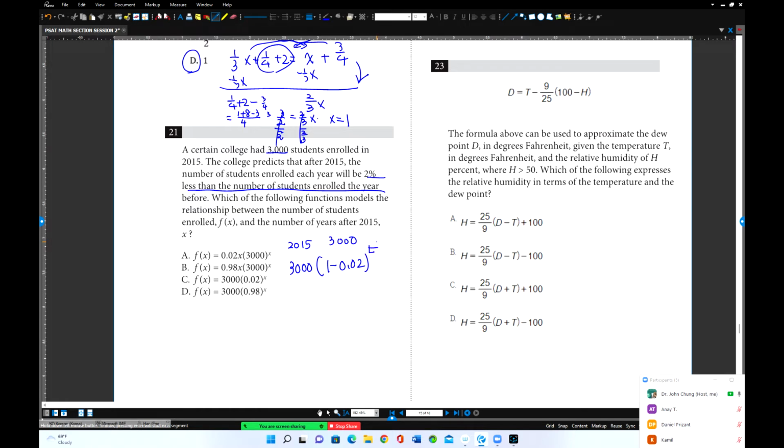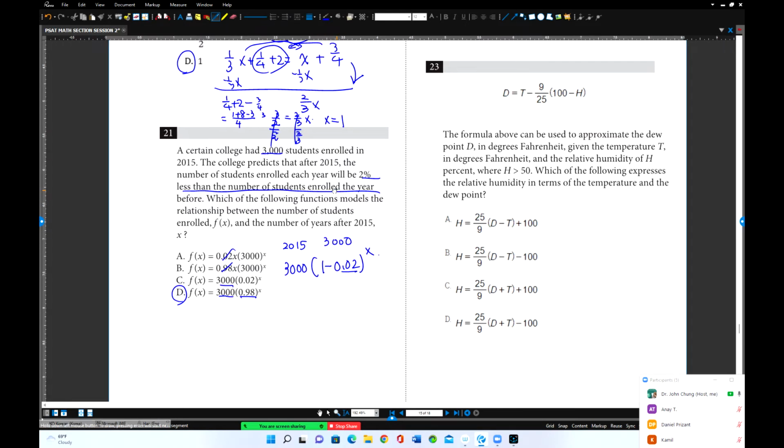Okay, they use the x. Okay, number of years is x. That's it. Okay, which one is the first one? This one, right? This is wrong, right? Initially it's 3,000, but this is not decreased by 95.8%. Not decreased by 2%. That's the answer. Okay, 21 is correct.